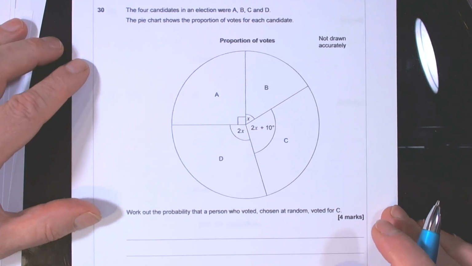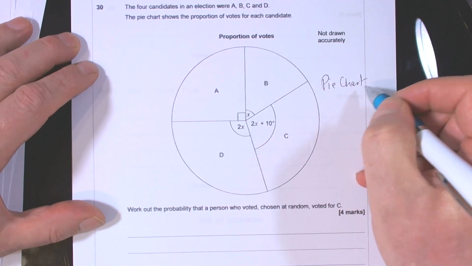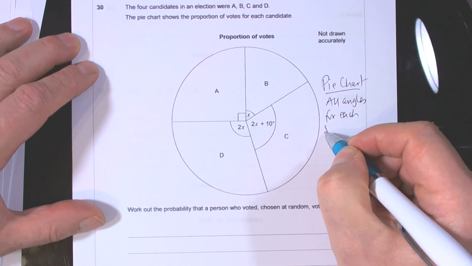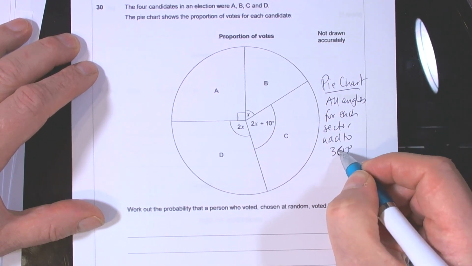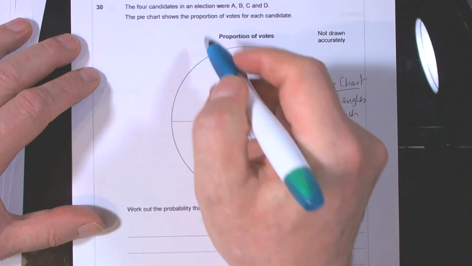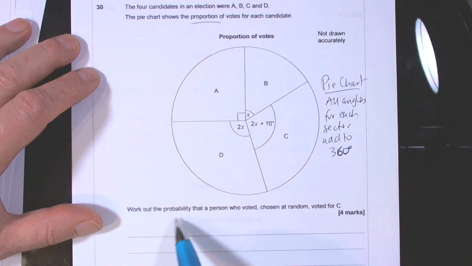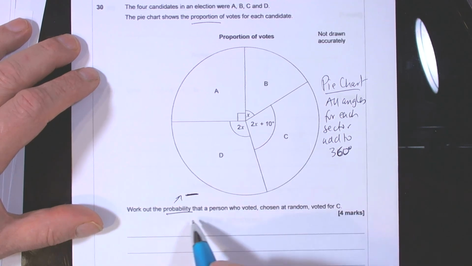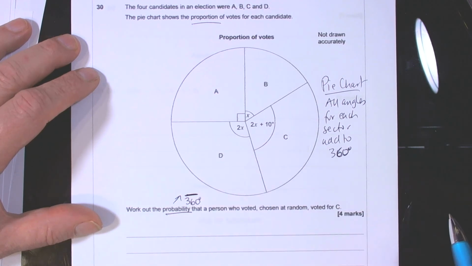Alright, so we've got a question here that involves a pie chart. So we know that the angles in a pie chart, all angles for each sector, add to 360 degrees. A pie chart shows a proportion, so a fraction, in this case a fraction of the circle. It's kind of like working out the probability, so we know that the probability is going to look like a fraction. And because it's about a pie chart, then it's going to be out of 360 degrees. Because it's about proportion, then the angle represents the proportion.